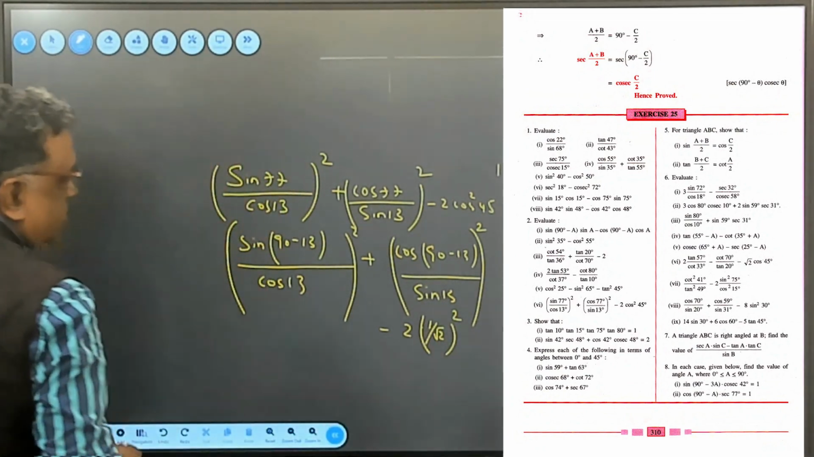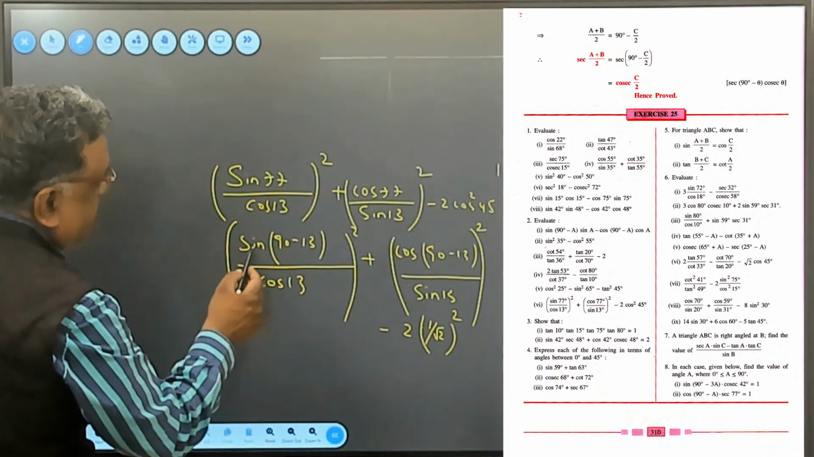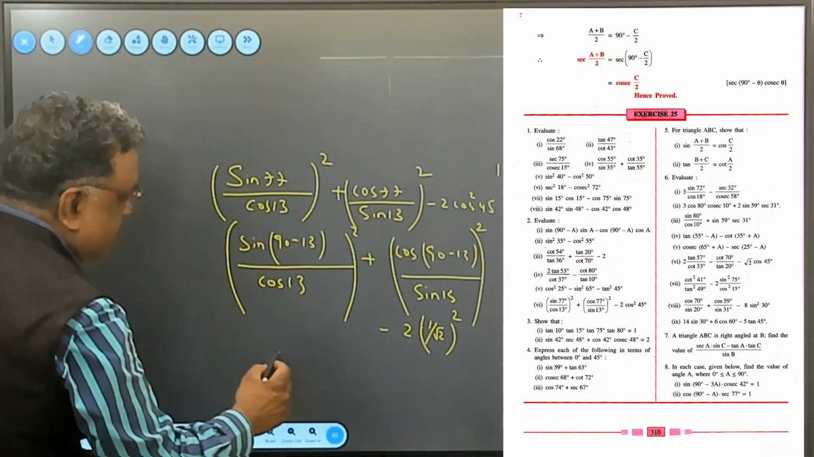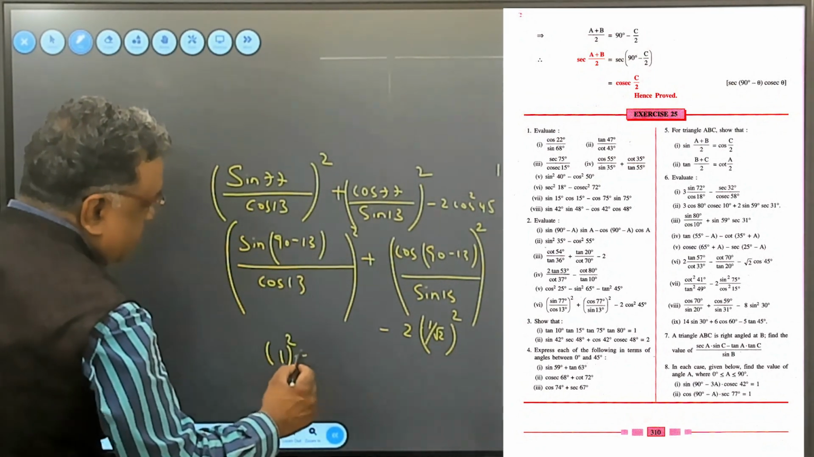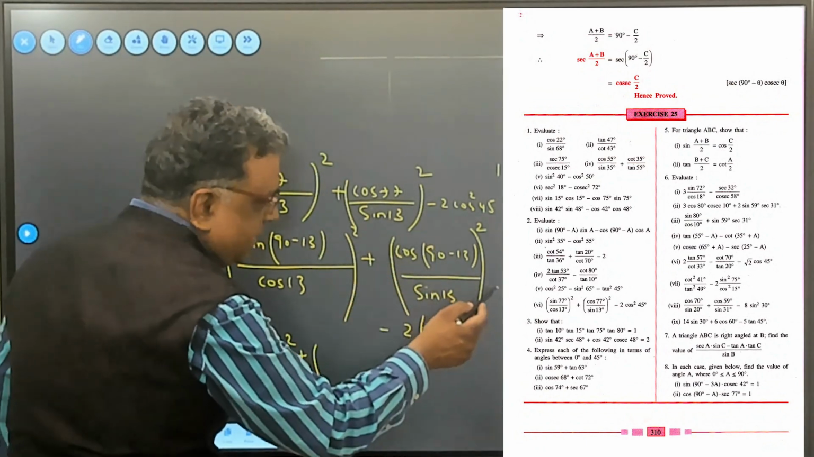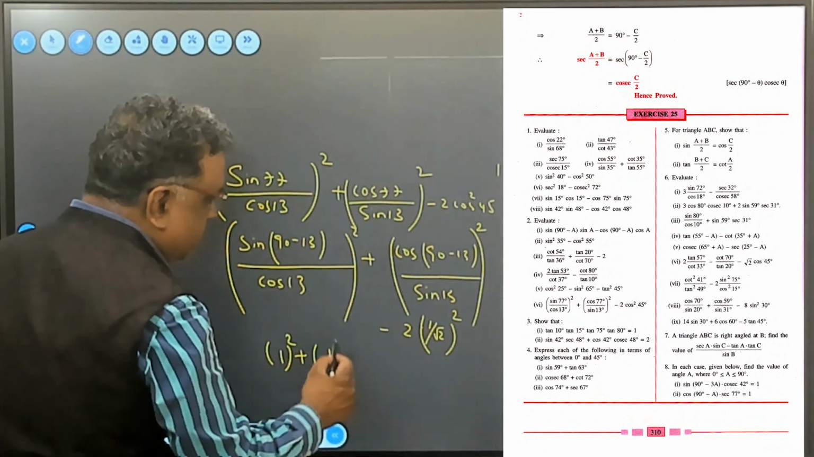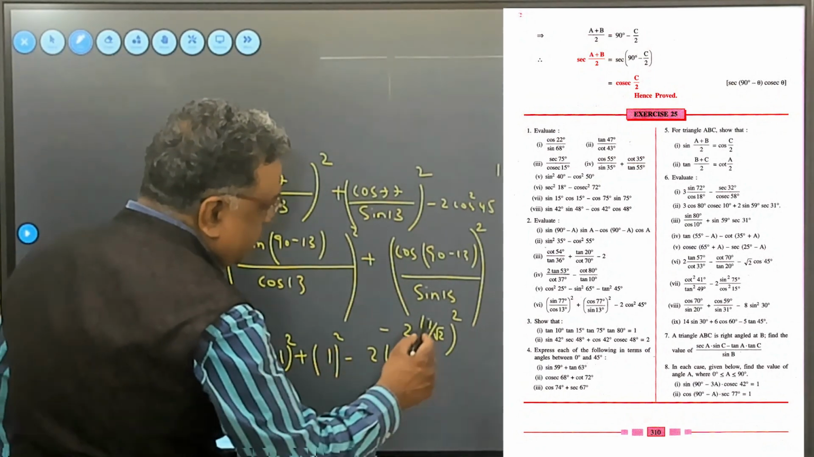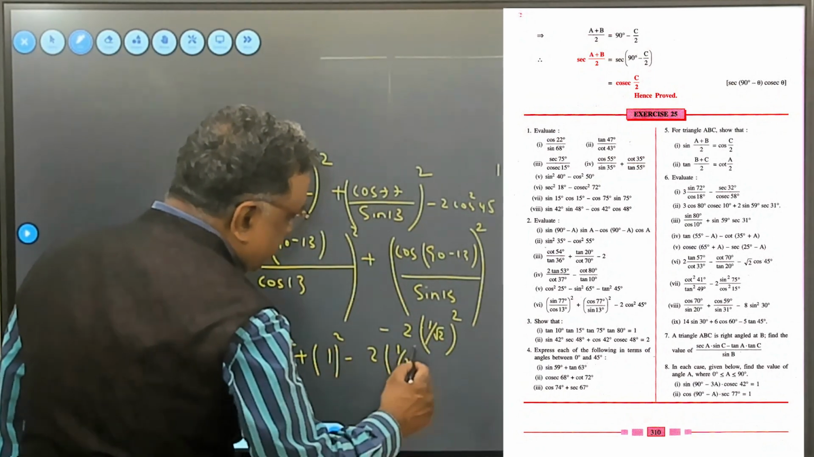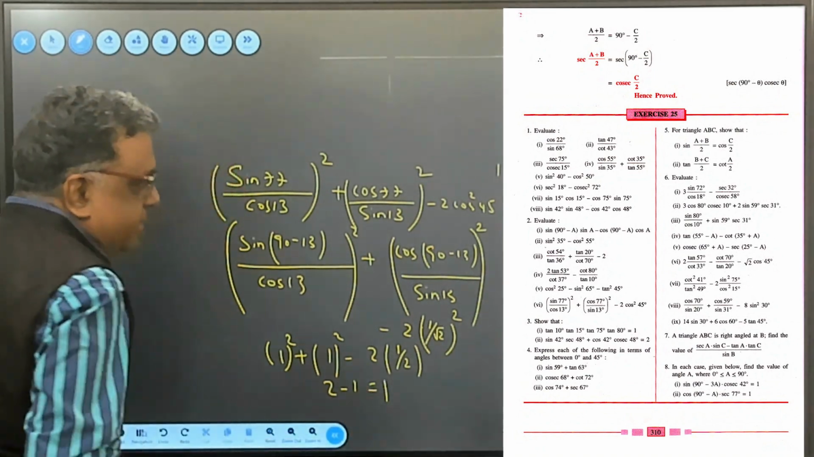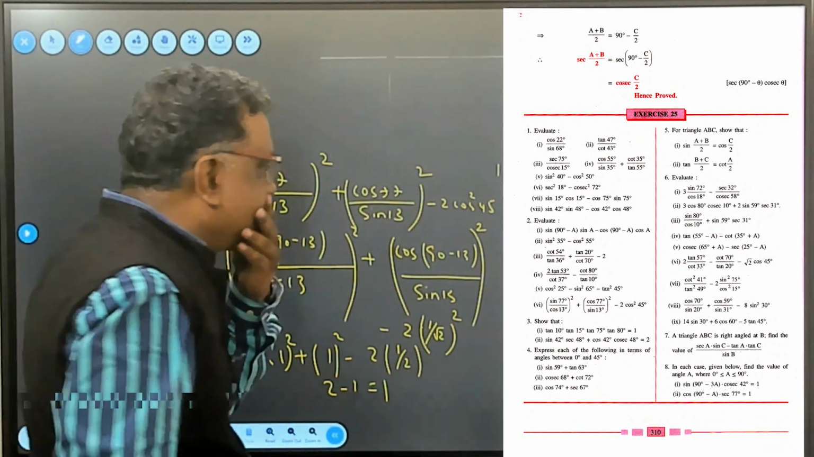Now sine 90 minus 13 is cos 13, so cos 13 will cancel out and this will become 1 square. Same here, cos 90 minus 13 will become sine 13. Sine 13 will cancel out. Again, this will become 1 square. 1 upon root 2 square is 1 upon 2, times 2. 1 plus 1 is 2, minus 1. Answer is 1 again. Okay. Next.